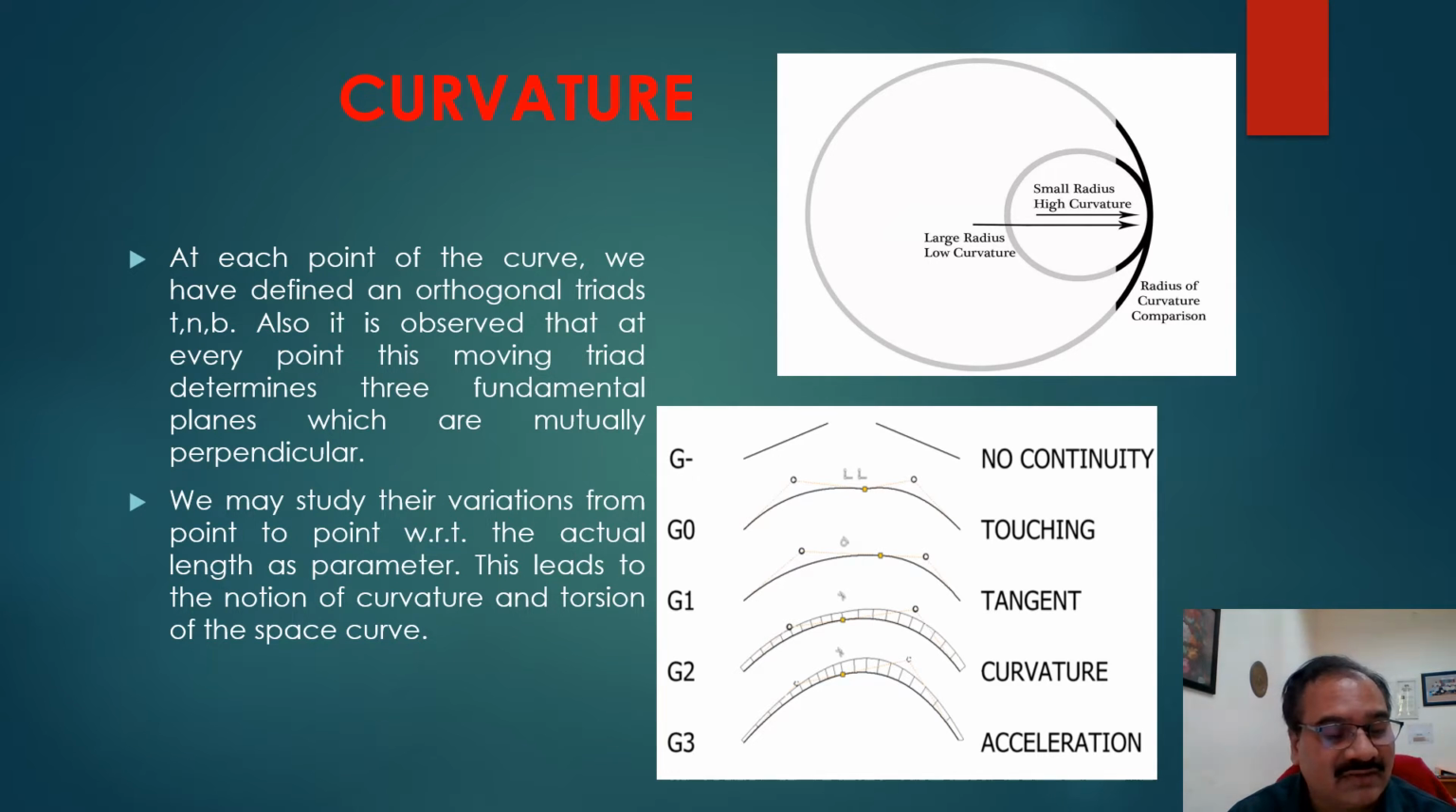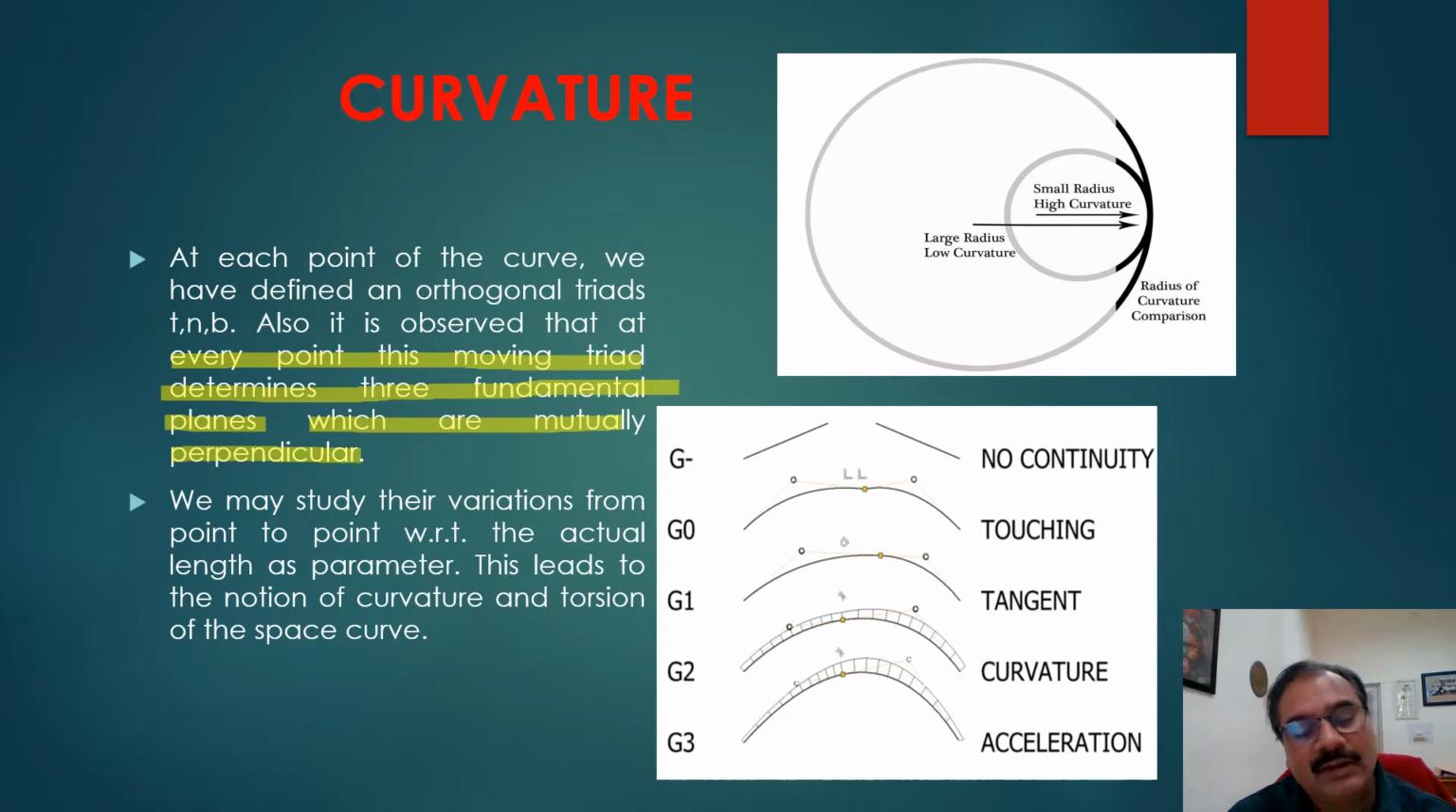Already we have discussed tangent, normal, and binormal. Also, it is observed that at every point, this moving triad determines three fundamental planes. In my previous PPT, we discussed the normal plane, osculating plane, and rectifying plane, which are mutually perpendicular to each other. We may study their variation from point to point with respect to the arc length as parameter.